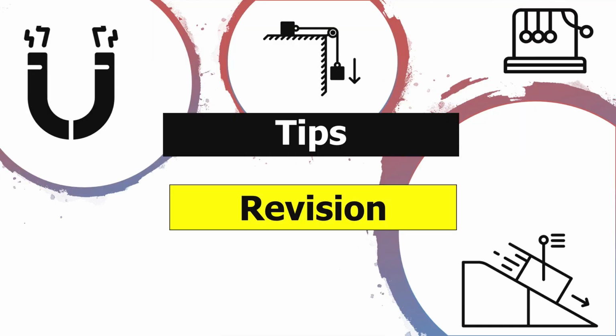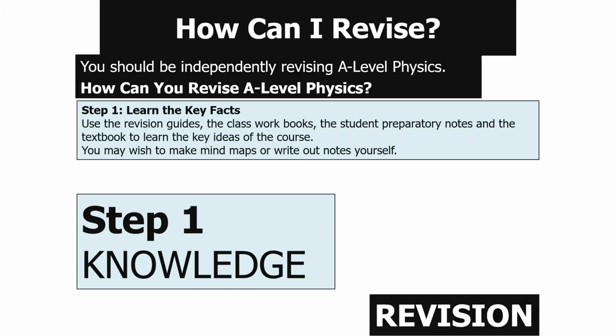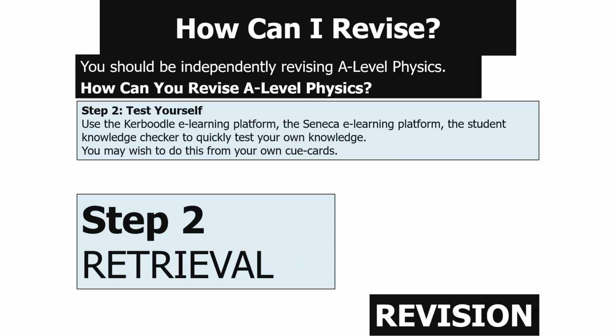So how should you be revising for your A-Level Physics? The first step is to learn the key facts. Use revision guides, class workbooks, student prep notes and the textbooks to learn the key ideas of the course. Now you may wish to make mind maps or to write out notes yourself. Then test yourself. Use things like Caboodle, Seneca, student knowledge checkers to quickly test your own knowledge, and you may wish to do this from your own cue cards.